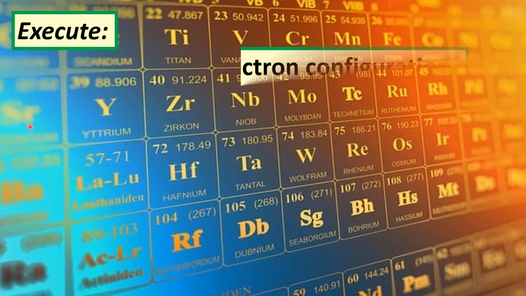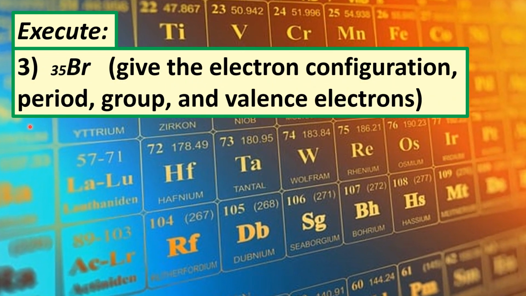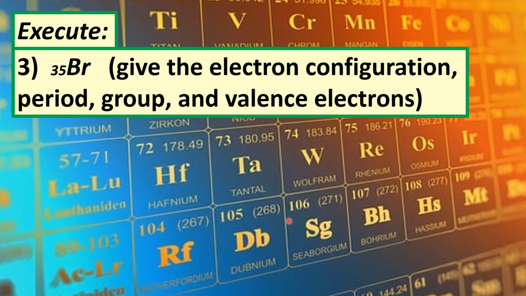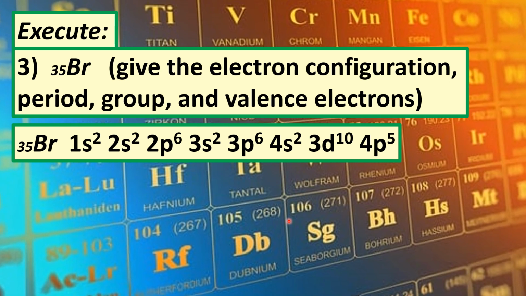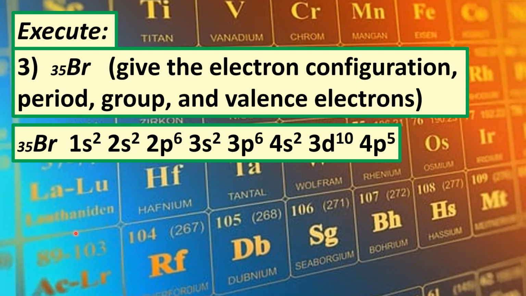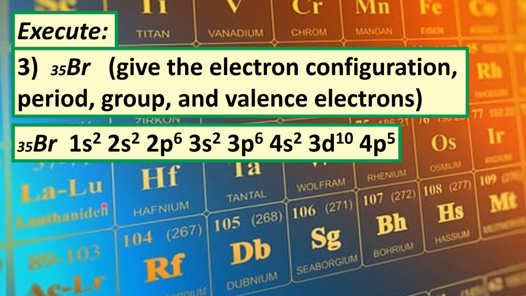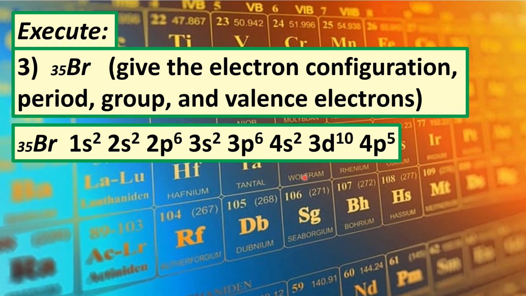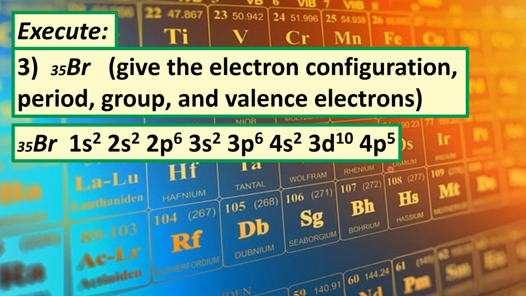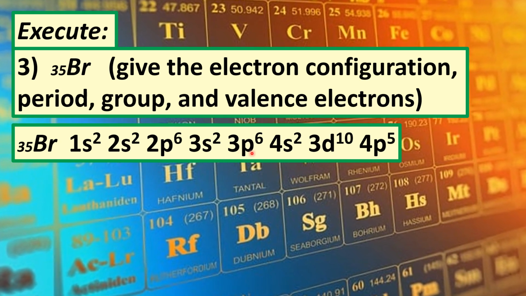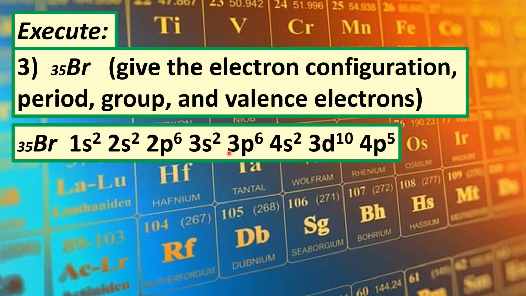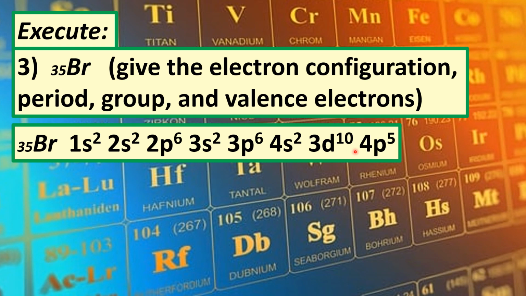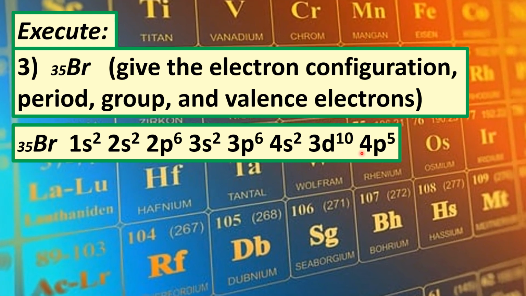And lastly, question number 3, we are given bromine with atomic number 35. So its configuration is quite long. 1s2, 2s2, 2p6, 3s2, 3p6, 4s2, 3d10, and 4p5. So you may check using the Aufbau mnemonic device. Notice that the 3d10 comes before the 4p5.